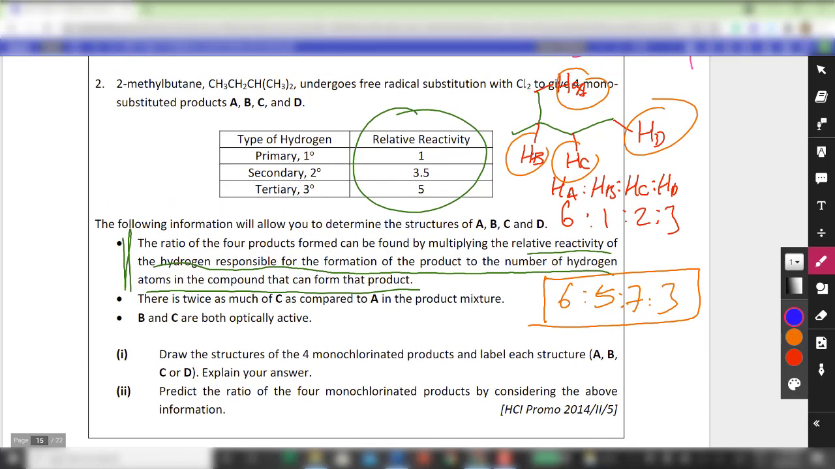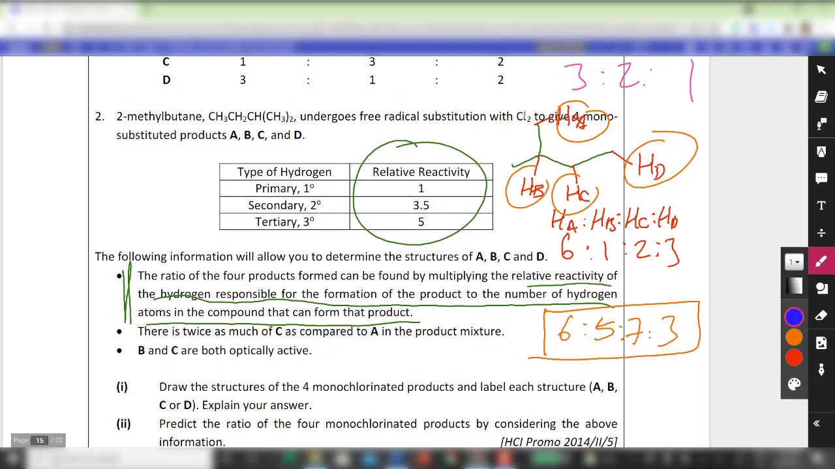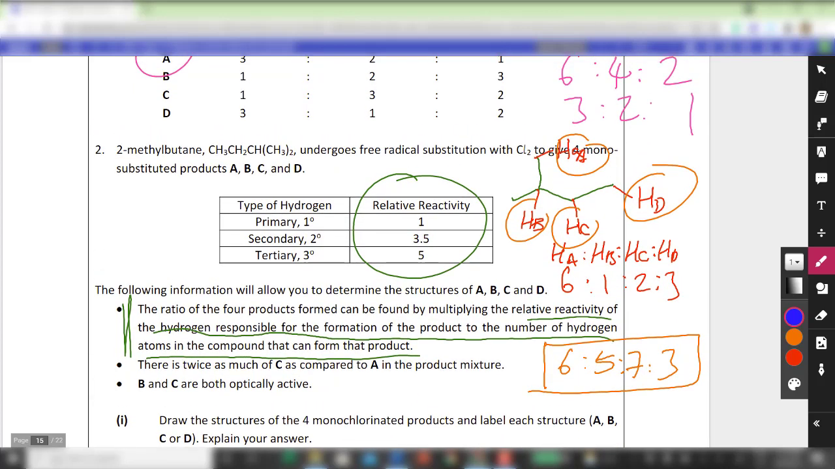Okay, and then the next information is that there is twice as much of C as compared to A in the mixture. And then you were told that both B and C are optically active. So if you are good in symmetry, you know that replacing HA and HC with a chlorine will result in a chiral center. Okay, so we'll try that. So if you replace HA with a chlorine, there will be a chiral center here, and then if you replace HB with chlorine, there will be a chiral center here.